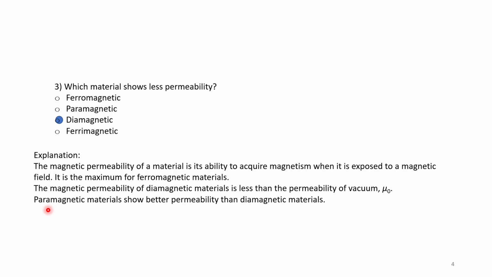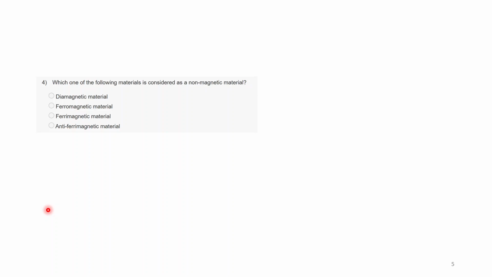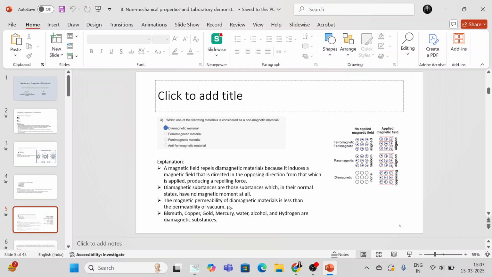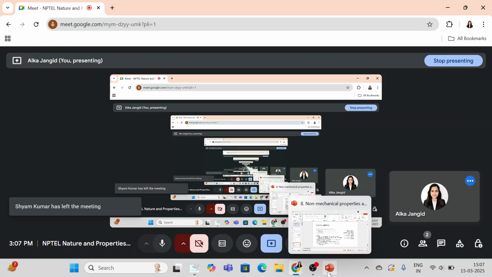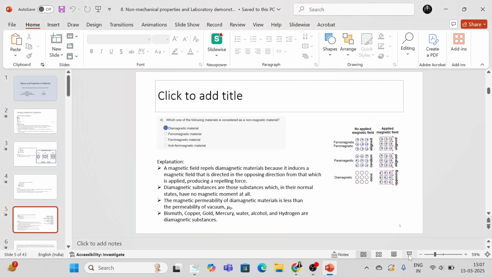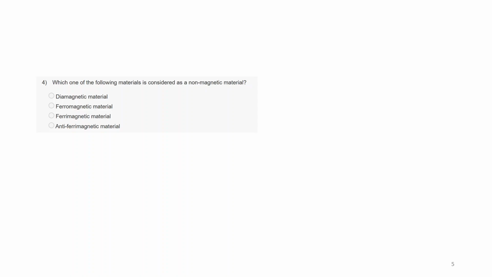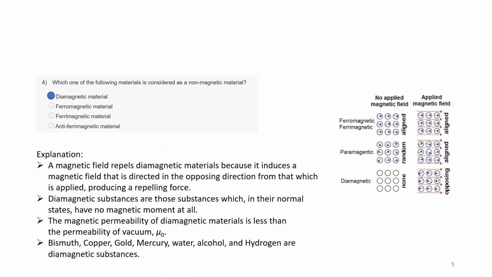Next question is, which one of the following materials is considered as a non-magnetic material? Your options are diamagnetic material, ferromagnetic material, ferrimagnetic material, or antiferromagnetic material. Okay, so correct answer will be diamagnetic materials.